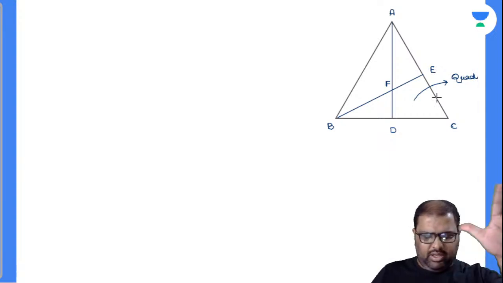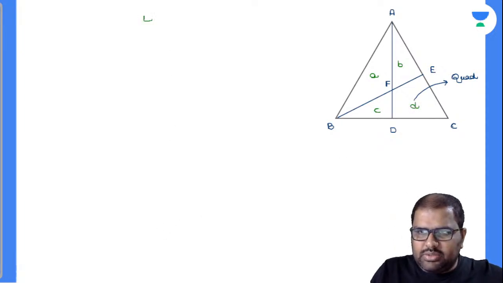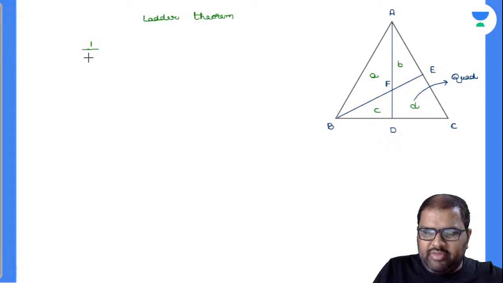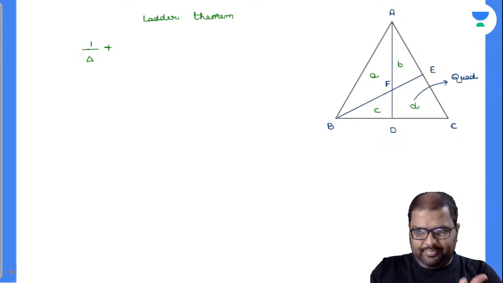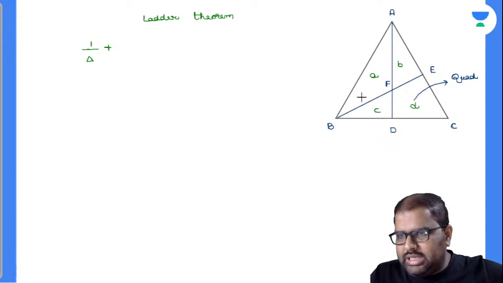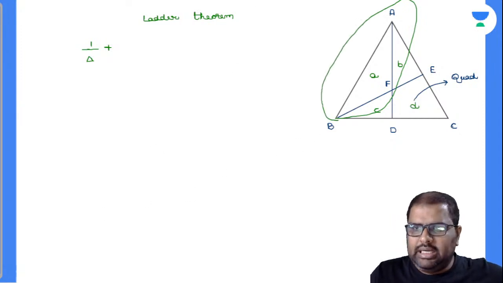This is the quadrilateral, remaining all things are areas. By ladder theorem, so see here, I'll take down this area as A, this area as B, this area as C, and this area as D. So what does the ladder theorem say? I'm not exactly deriving the ladder theorem, I'm just giving the formula and application. So we can use it to solve the question like this.